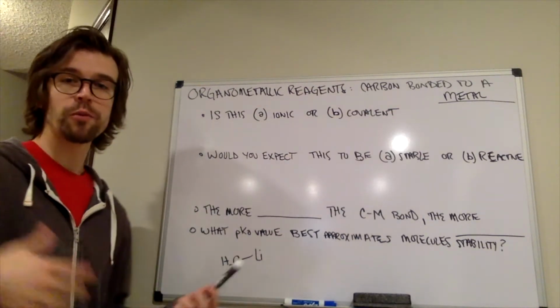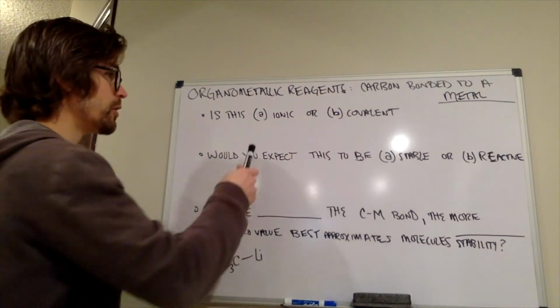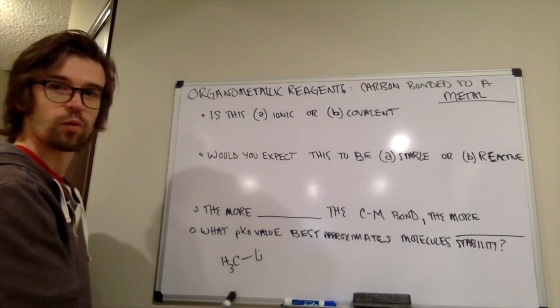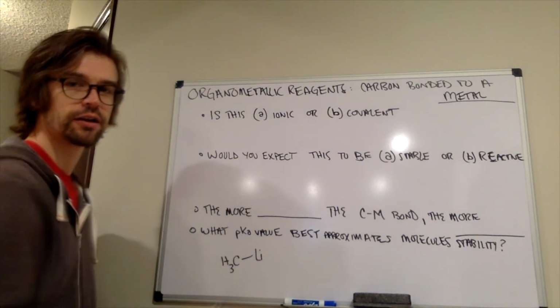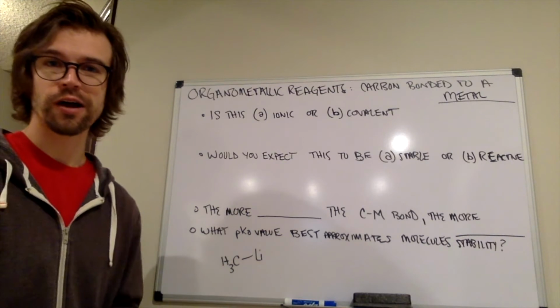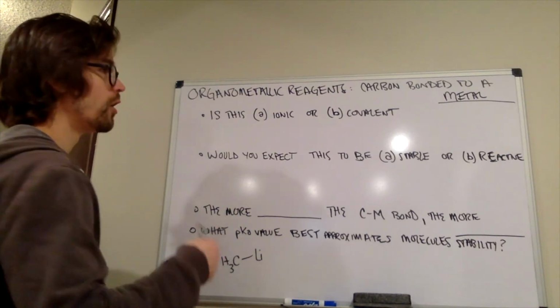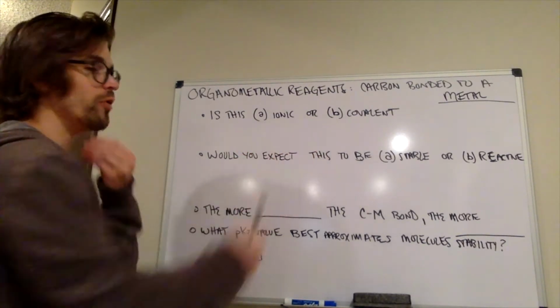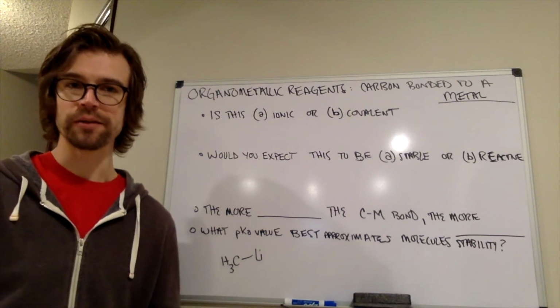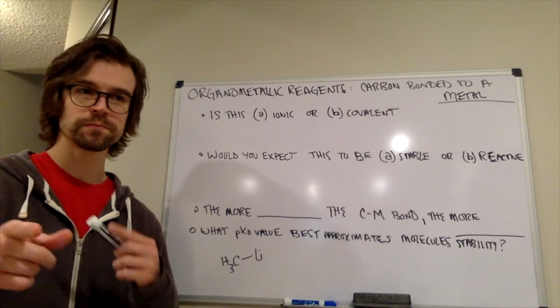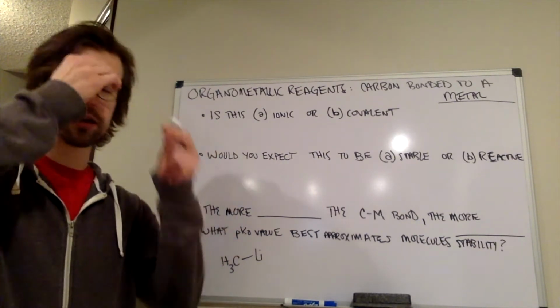And based on what we know so far, here's one organometallic reagent down here. I've just drawn it as so, but would you expect that carbon-metal bond to be ionic or covalent, based on what we've talked about so far? So pause, and think about it.